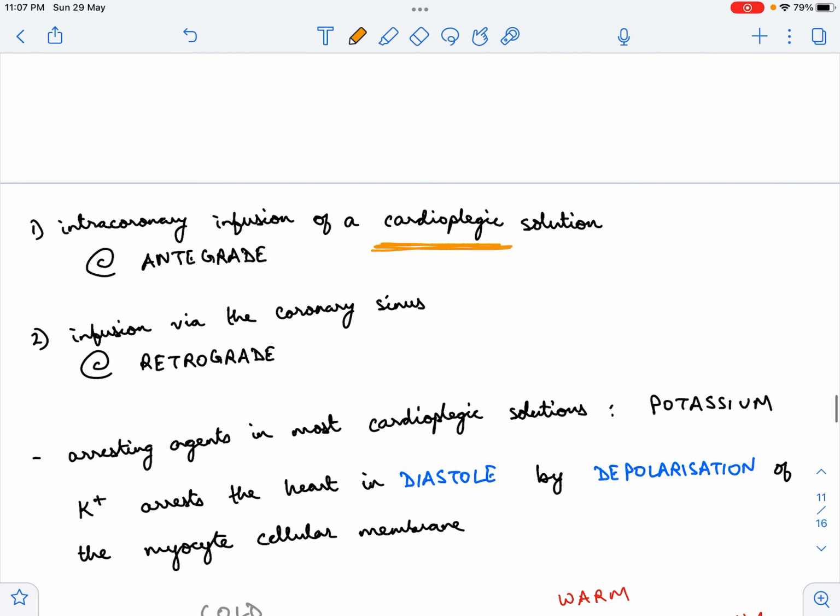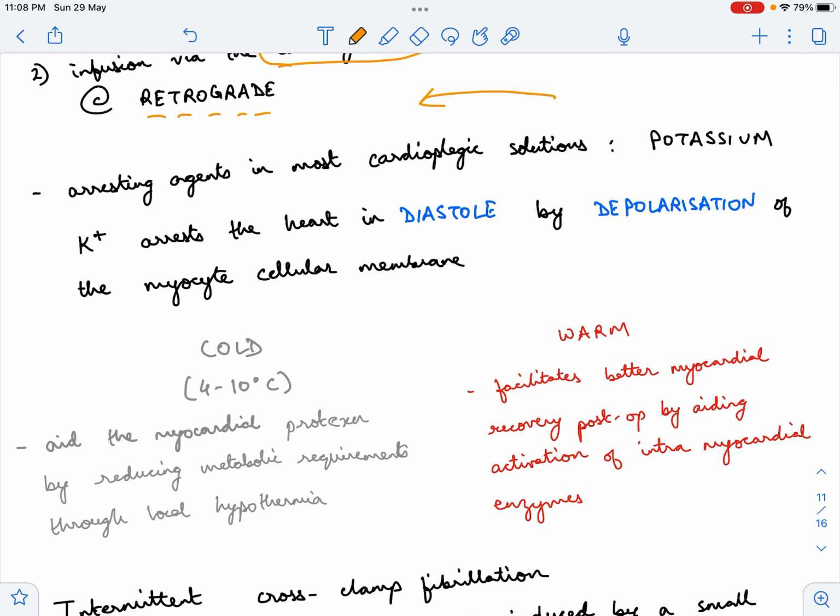Now, how do you inject this solution? There are two ways. First, you do it antegrade. Secondly, you do it retrograde. Antegrade means via the normal direction of the physiological flow of blood. Retrograde is in the opposite direction. So, supposing you infuse this solution via the coronary sinus, then it is called retrograde.